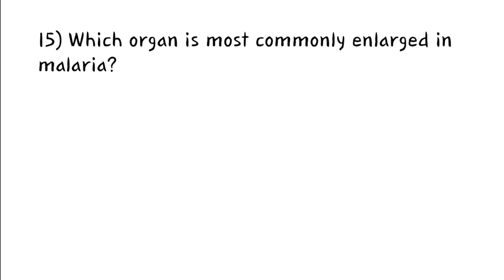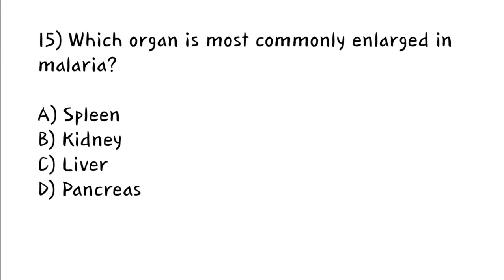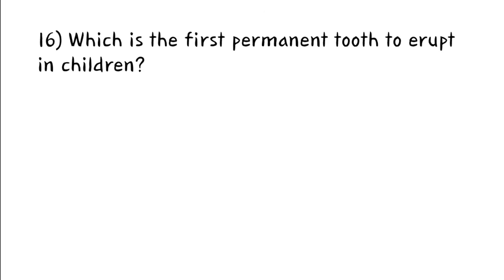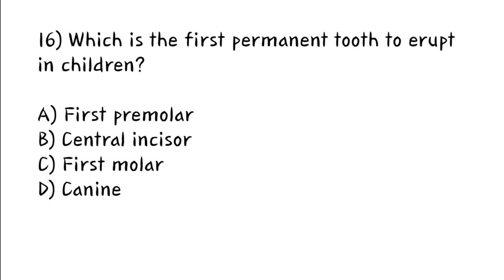Which organ is most commonly enlarged in malaria? Spleen, kidney, liver, pancreas. Correct answer is option A, spleen. Which is the first permanent tooth to erupt in children? First premolar, central incisor, first molar, canine. Correct answer is option C, first molar.